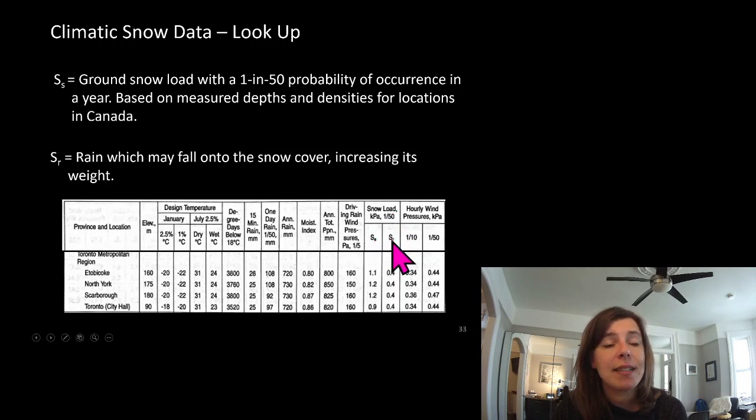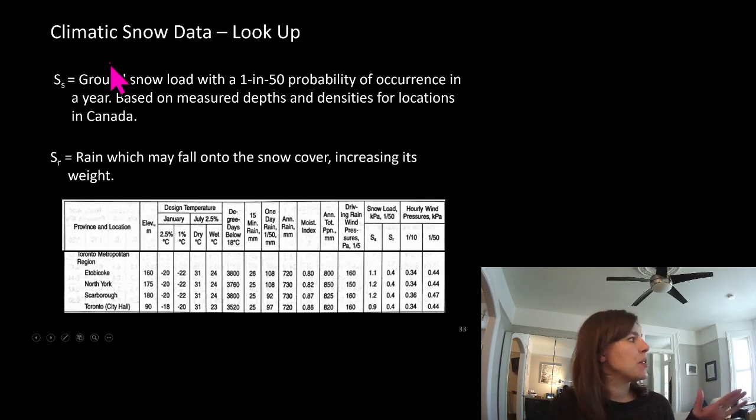We have SS and SR. SR is your snow rain association. So this is a wetness that might happen with your snow cover. This is not the same thing as a rain load. A rain load is something different. So SR is basically how much weight might be sucked up in your snow, essentially, to make it wet.